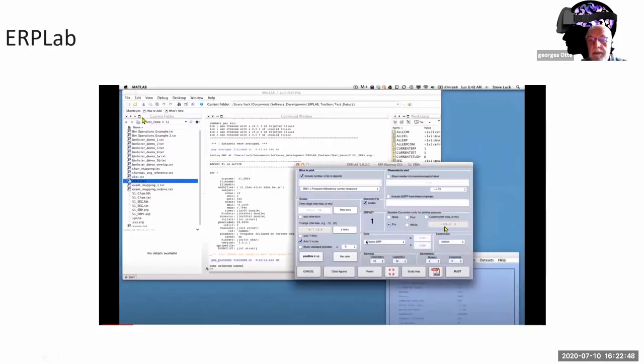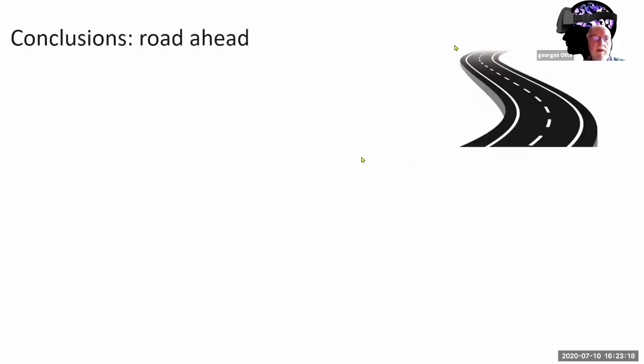Again, ERP Lab, a lot of people know ERP Lab, it's free, it's powerful, you can add MATLAB routines to it, but you see every parameter has to be set, and it's a lot of work. I think it's fine for research, but if you want to do clinical research and work on a lot of groups of patients, you need a system that comes in more handy, and yet has the flexibility to adapt to modern research.